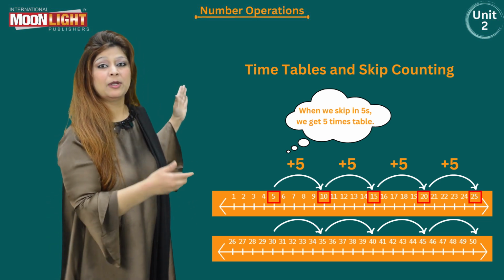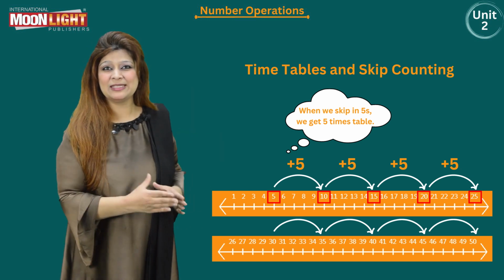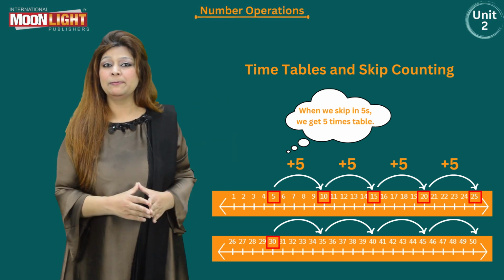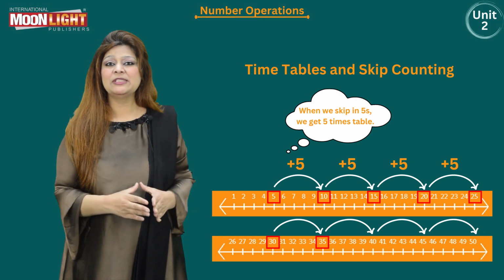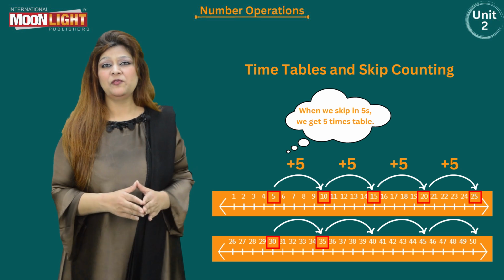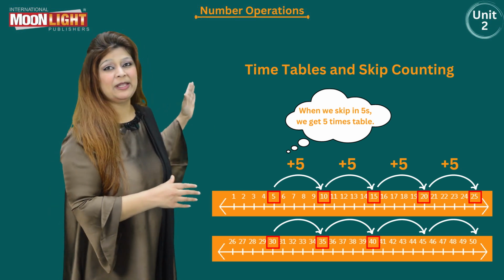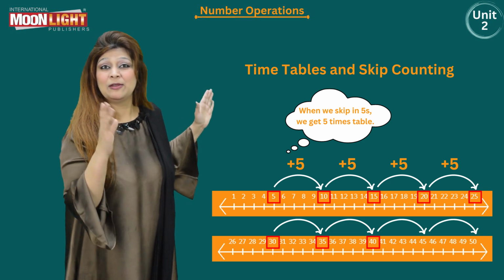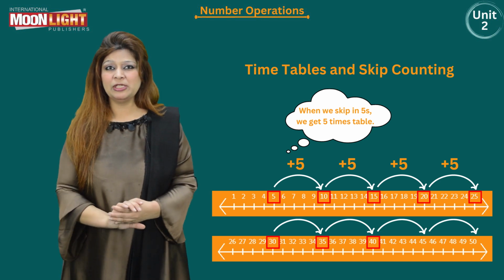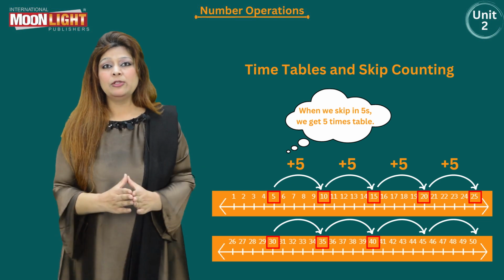Now what about 5 5s? What about my fifth jump? My fifth jump will be on the number 25. My sixth jump will be on the number 30. And my seventh jump will be on the number 35. And my eighth jump will be on the number 40. In the same way, you are going to keep jumping. How many jumps? 10 jumps we need, because we are going to develop multiplication table till the number, what? 10. Very good.